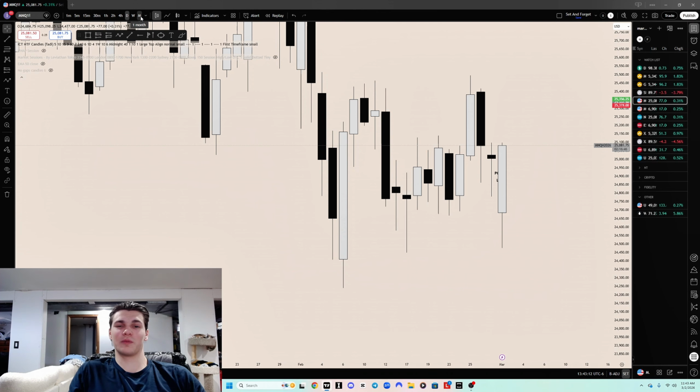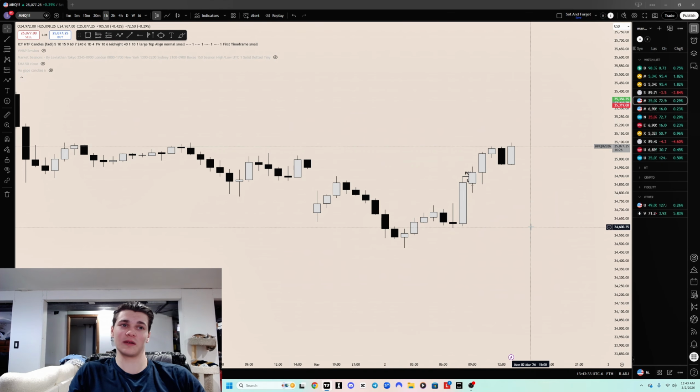I don't really look for their POIs. I really don't mark off POIs on the monthly, weekly, or daily. I only mark off POIs and levels on the 4 hour, the 1 hour, and 15. I just look at these higher time frames to see what direction they're closing.